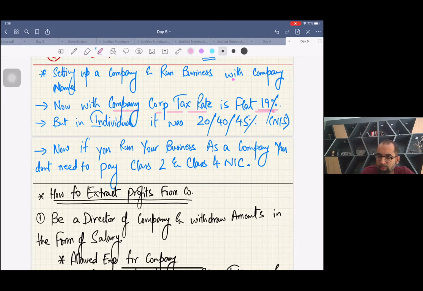Now, if you run your business as a company, a company is not a human being. We all know this. A company is not a natural person, it is an artificial person. So for a company, you don't need to pay any class 2 and class 4 NIC. Class 2 and class 4 NIC is only payable when you are an individual, a human. For companies, there is no class 2 and class 4 NIC.